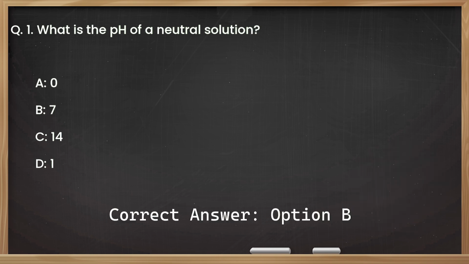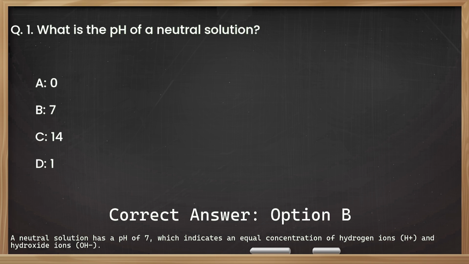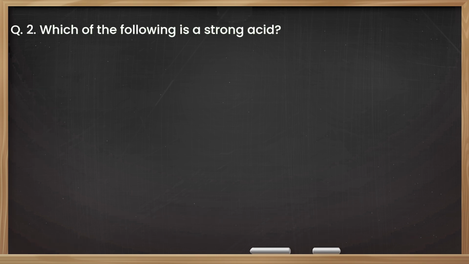The correct answer is option B, which is 7. A neutral solution has a pH of 7, which indicates an equal concentration of hydrogen ions, H+, and hydroxide ions, OH-. Question 2. Which of the following is a strong acid?